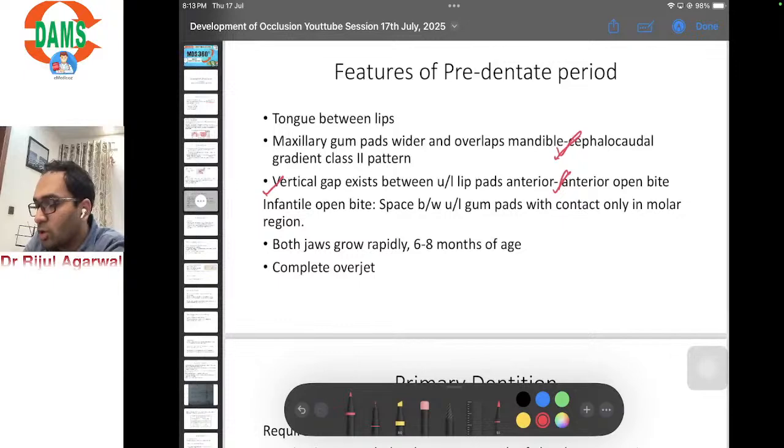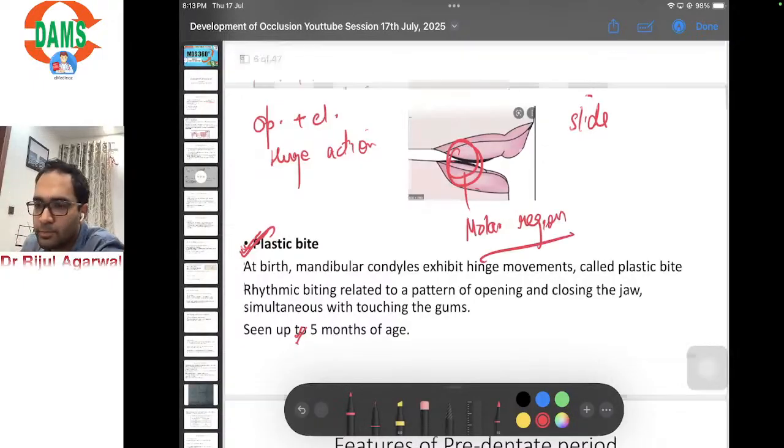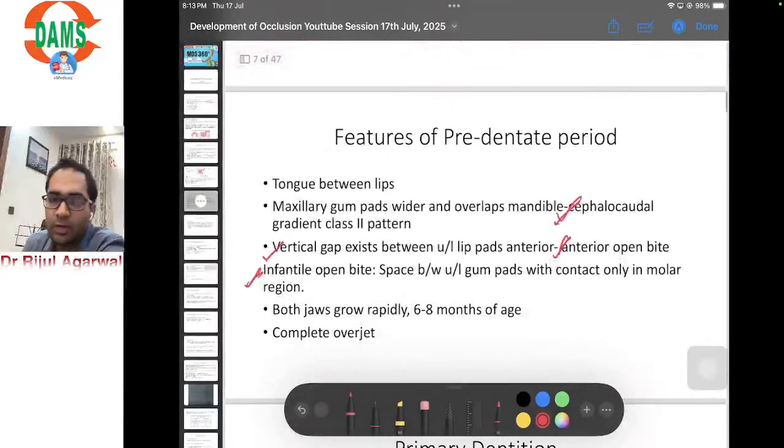It is also known as infantile open bite, that is there is space between the upper and lower gum pads with contact only in the molar region. And there is a presence of complete overjet, and the jaws grow rapidly up to the age of 6 to 8 months of age.